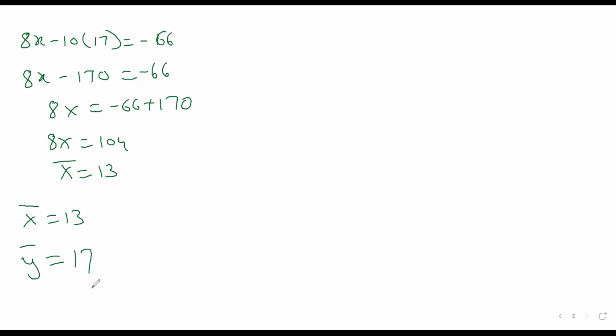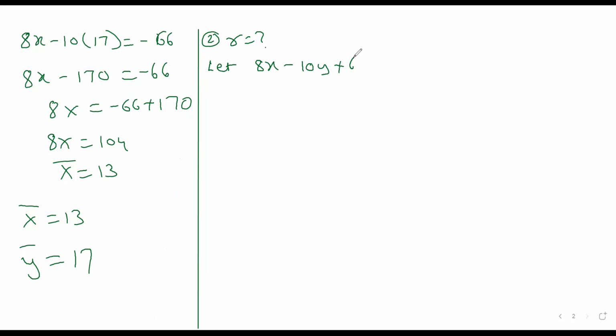Now if we want to find out correlation between x and y, we need to find out r. And there is only one way of finding out r: we should find out which equation is x on y and which equation is y on x. So I'll say that let 8x minus 10y plus 66 is equal to 0 be the equation x on y. So I'll get 8x is equal to 10y minus 66.